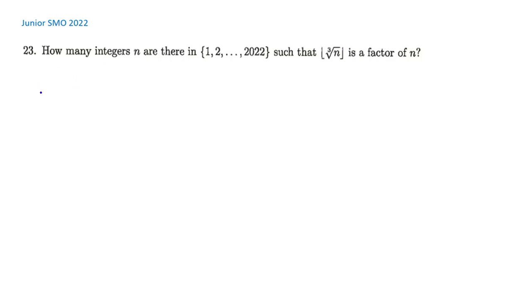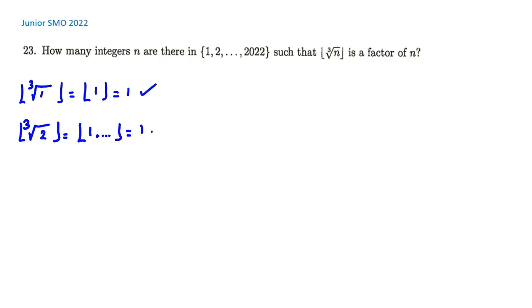So here we will check if n is 1. It is 1, and floor of 1 is a factor of 1. Next one, cube root of 2. It is 1 point something, and floor of that is 1. 1 again is a factor of 2. So if it is 1, it will be okay. So up to which number is 1? Up to 7. Cube root of 7 again is 1 point something, and it is 1, so all these numbers are good.